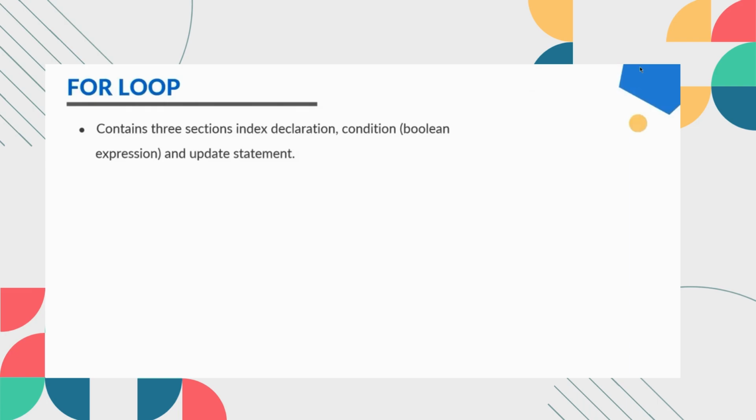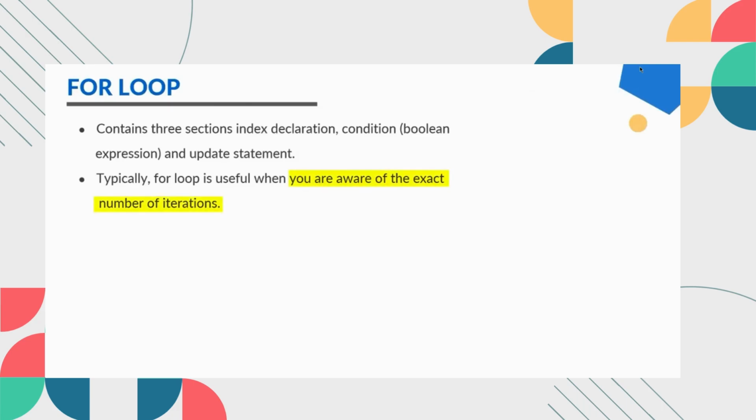Any loop, whether it is a for loop, while loop, or do while loop, has three parts: initialization, condition, and then increment or decrement. The for loop is useful when you are aware of the exact number of iterations, that is, how long you need to repeat, say 5 times, until the condition is satisfied. In the case of the for loop, the loop body continues, otherwise it terminates.